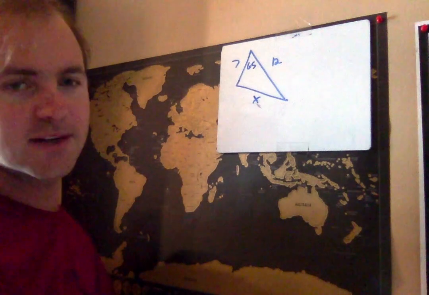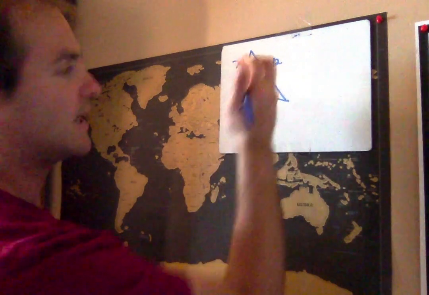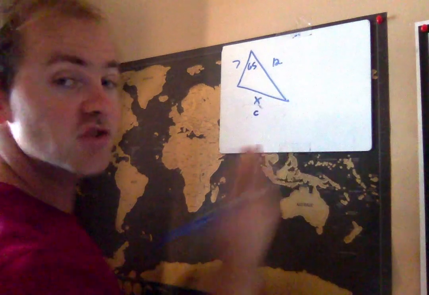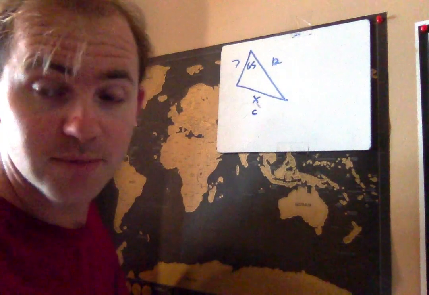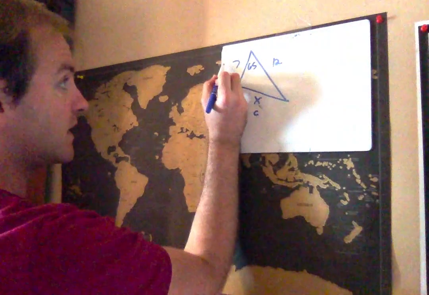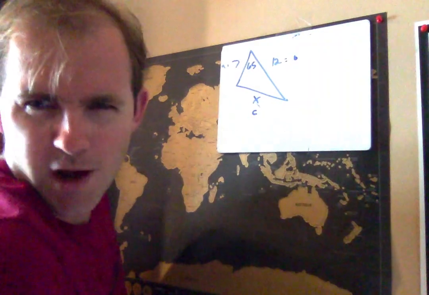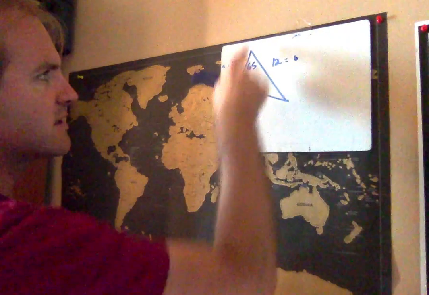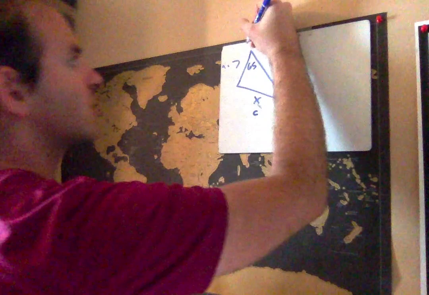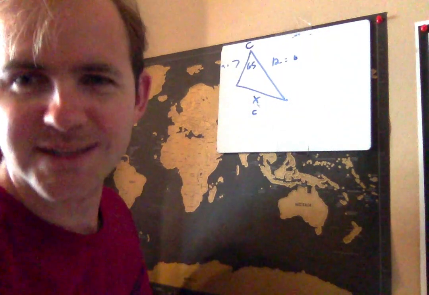The first thing I'm going to do is some labeling. The one that I want, I'm going to call that c, just so it's easy for me to know where I'm plugging in. And the ones that I have, I'm going to call this side a, because I feel like it, and this one b, because I feel like it. And because this angle is across from the c, I'm going to call this big C, which is a fancy way of saying the angle that corresponds to c.